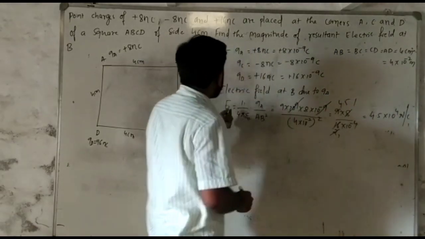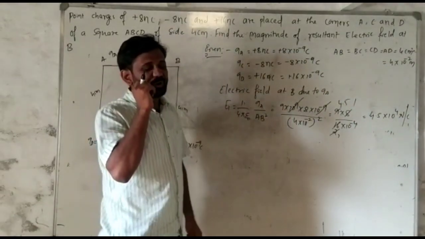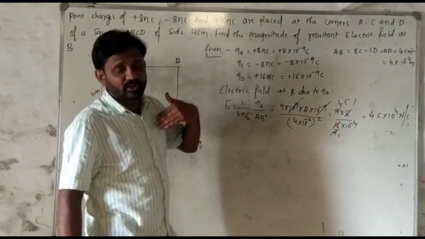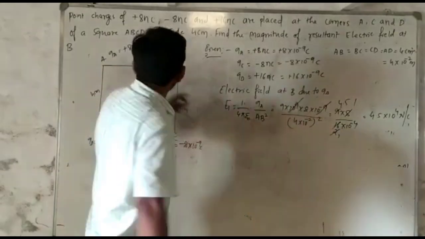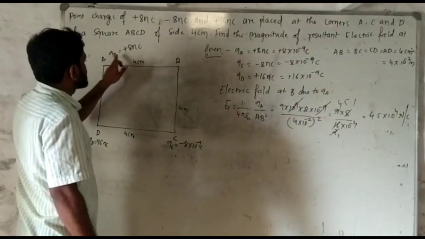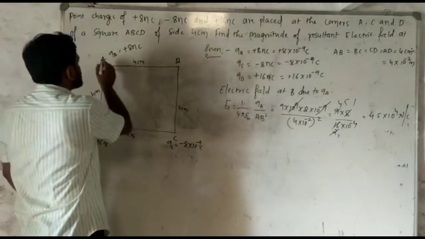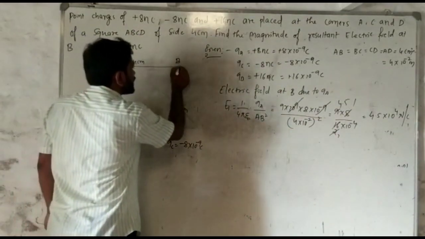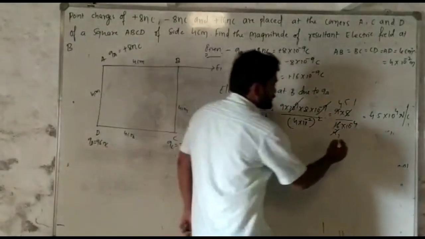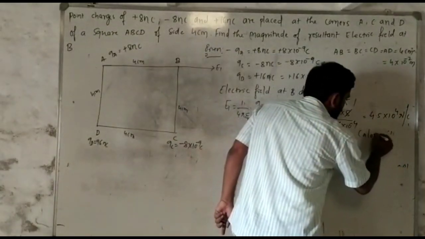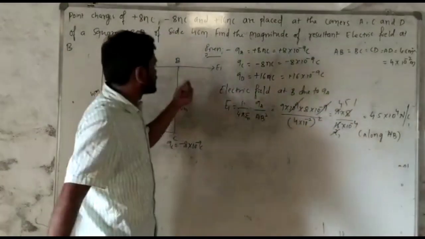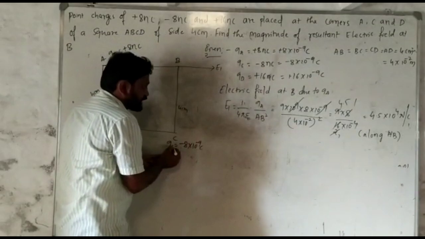Then what is the direction of this E1? Already we know that for a positive point charge, the direction of electric field is directed outward. See, QA is a positive point charge. That's why the electric field direction is directed outward. It means E1 is along AB. Now we calculate the electric field at B due to QC.